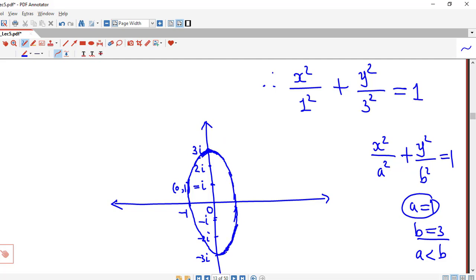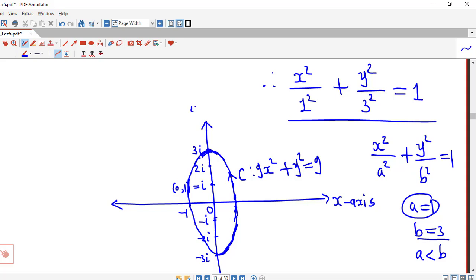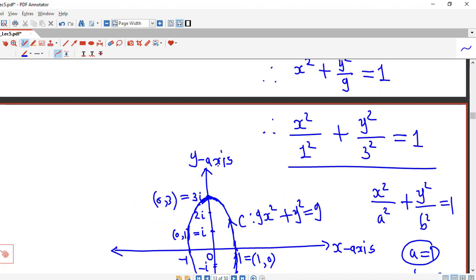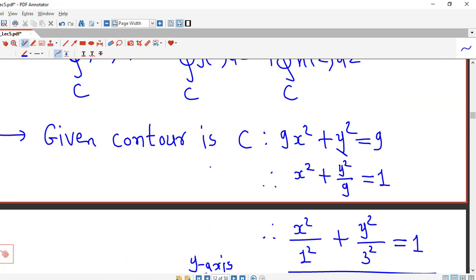This is the rough sketch of the given contour, which is nothing but 9x square plus y square equal to 9, or x square over 1 square plus y square over 3 square equal to 1. This is the real axis or x-axis, this is the imaginary axis. 3i can be rewritten as the ordered pair 0, 3. Similarly this is the ordered pair 0, minus 3. This is 1, or as a complex number we write it as the ordered pair 1, 0. Okay, fine. So this is the representation of the given contour.